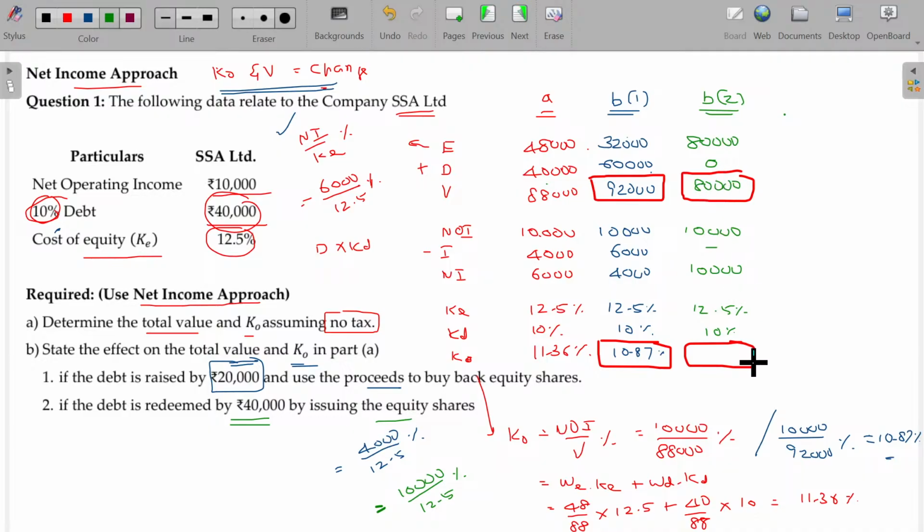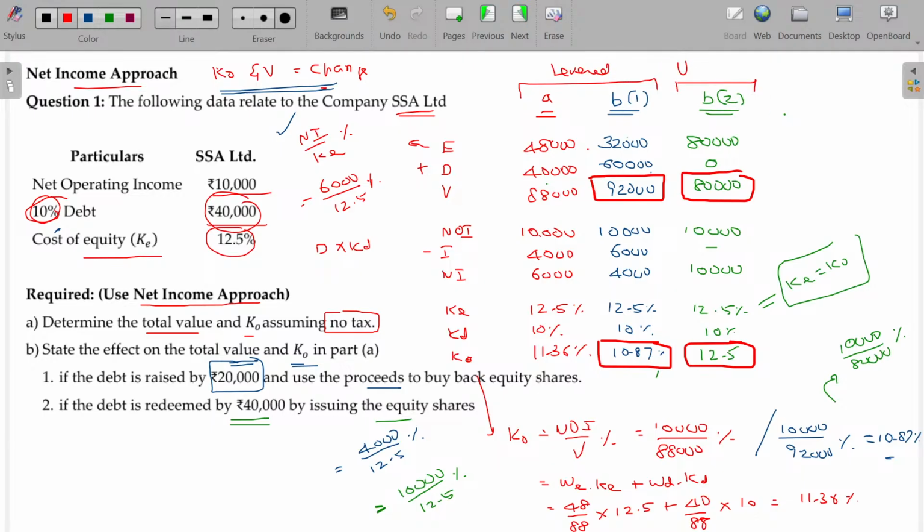And what about the KO? As per the KO, 10,000 is the overall payment you are going to do for the equity shareholders. Their value is only 80,000. So this is 12.5%. Understand that if there is no debt, in this case, KE is equal to KO. Because we don't have the debt component at all, whatever amount we earn is meant for the equity shareholders. So both are the same. KE is equal to KO. If you are adding the debt, then that firm is called a levered firm.